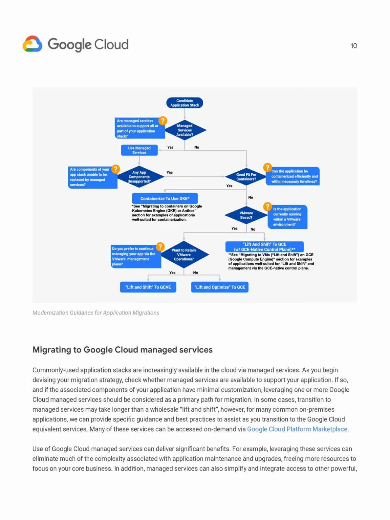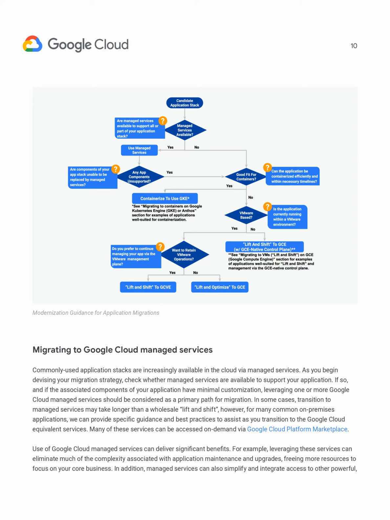Migrating to Google Cloud Managed Services. Commonly used application stacks are increasingly available in the cloud via managed services. As you begin devising your migration strategy, check whether managed services are available to support your application. If so, and if the associated components of your application have minimal customization, leveraging one or more Google Cloud Managed Services should be considered as a primary path for migration.